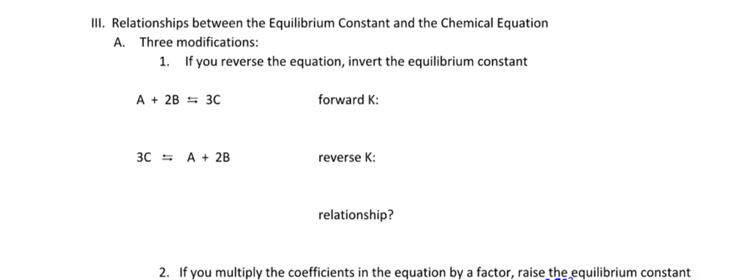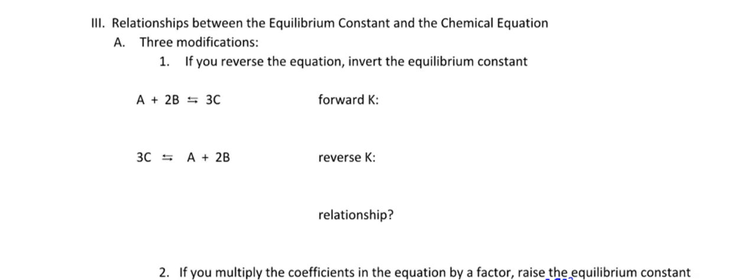So we learned earlier what the law of mass action was. We learned the significance of what K was. If it's a really big value, then it favors the products. If it's a really small value, then it favors the reactants. So now what we're going to do in this section is look at the relationships between the equilibrium constant and the chemical equation itself. You can do three things to the original equation.